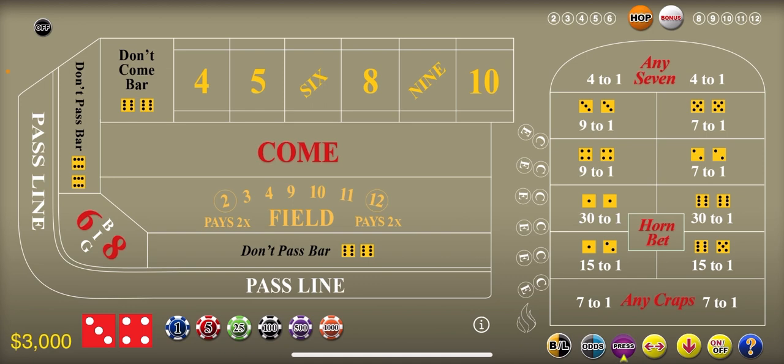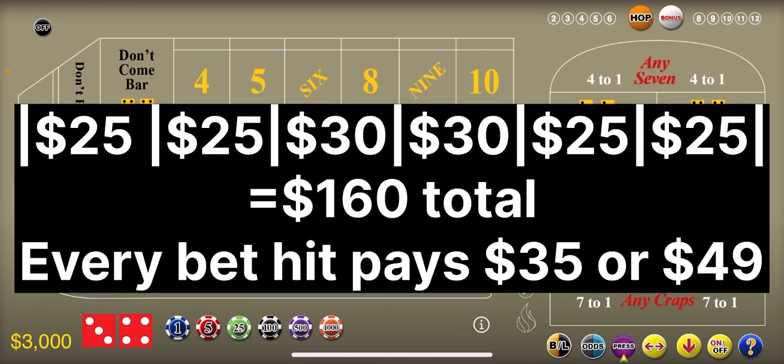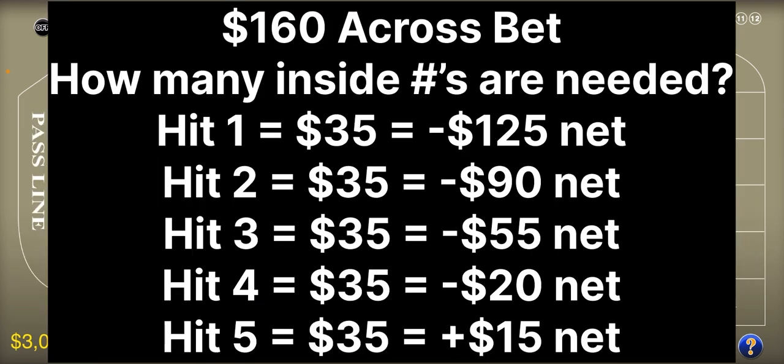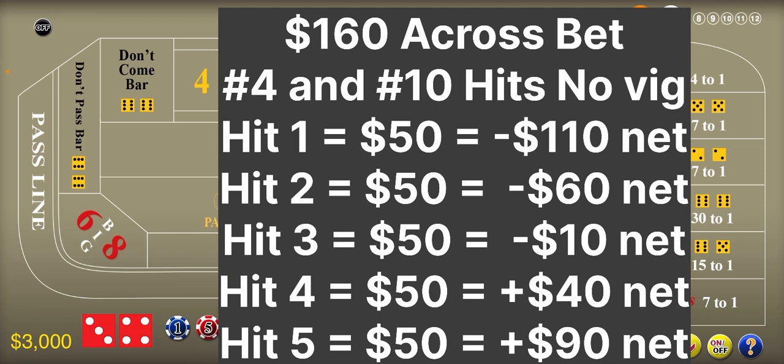So let's again use a $25 unit as an example across. That would be $160 total across. $25 on the 4 and 10, $25 on the 5 and 9, and $30 on the 6 and 8. If you hit 4 times with the 5, 6, 8, or 9, that would be $140, and you have $160 at risk. If you hit 3 times on the 4 and 10, that would be $150.